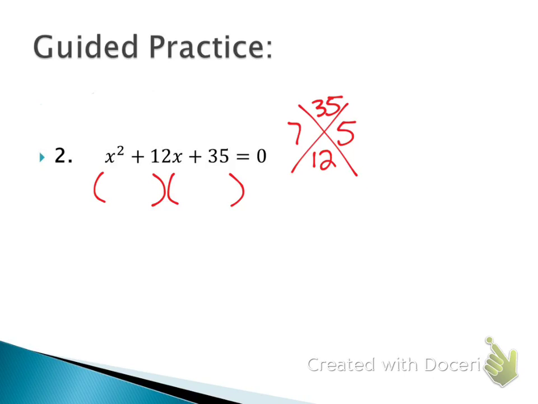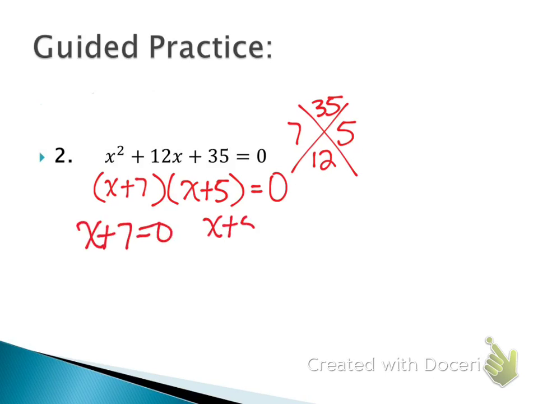Jerio, how do I use that to write my factored form? We got x plus 7 and x plus 5 in our parentheses. It still needs to be set equal to 0. After we're done factoring, we are ready to write equations. We're almost ready to solve. Ryan, what are my equations? X plus 7 equals 0, and x plus 5 equals 0. Wonderful.